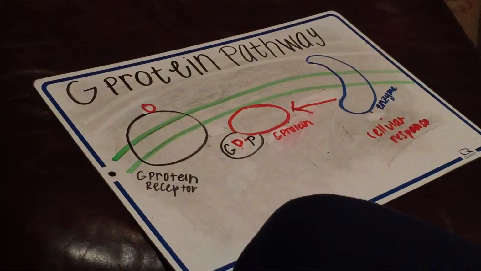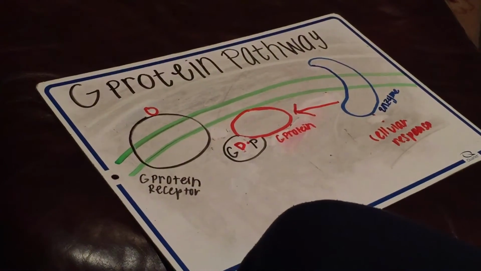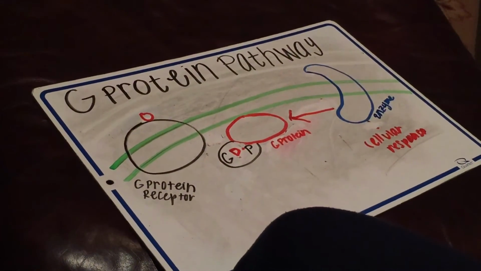The GTPase function of the G protein allows the pathway to shut down rapidly when the signaling molecule is no longer present.